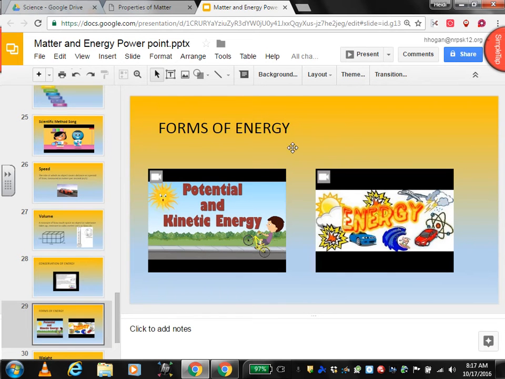And then we learned about different forms of energy. First, you can have potential and kinetic energy. Any single form of energy can be potential or kinetic. And we talked about this. If a bike is at the top of the hill, that has potential energy. And then once the bike is going down the hill, that is kinetic. So this is a short video to explain potential and then kinetic, what is actually happening. And this is a video about the different forms of energy and how they can transfer from one to another.